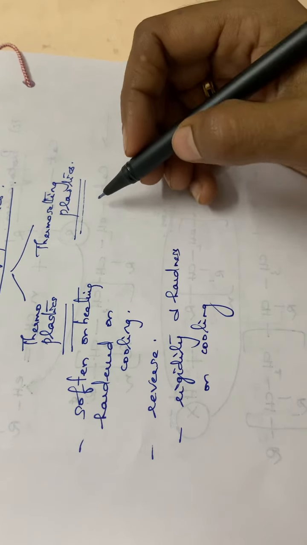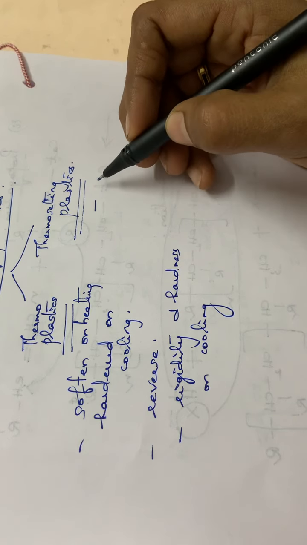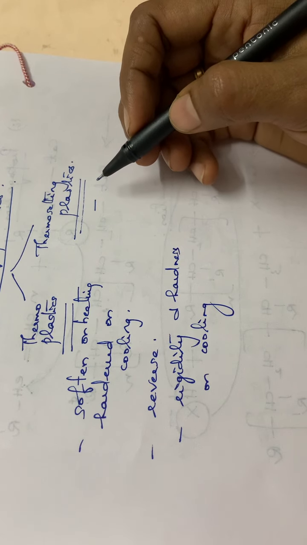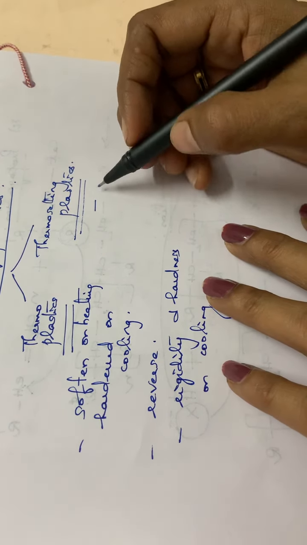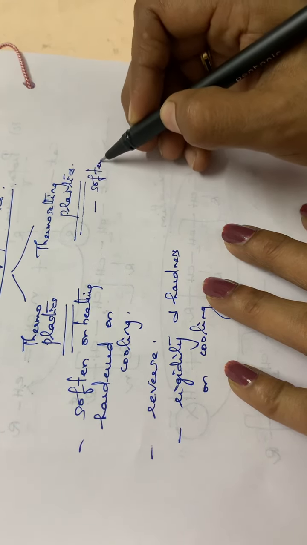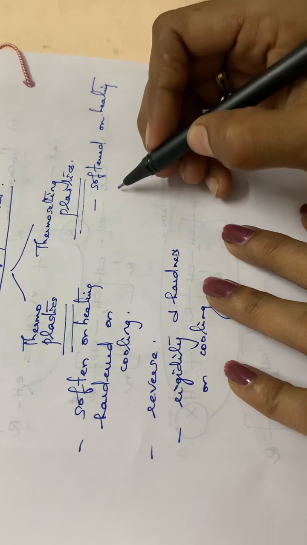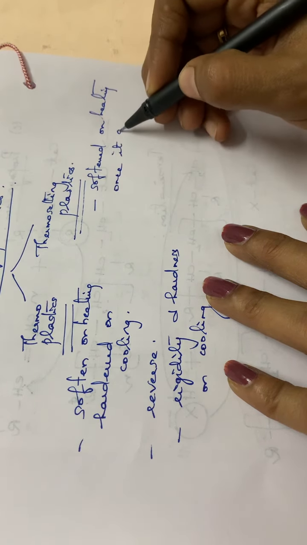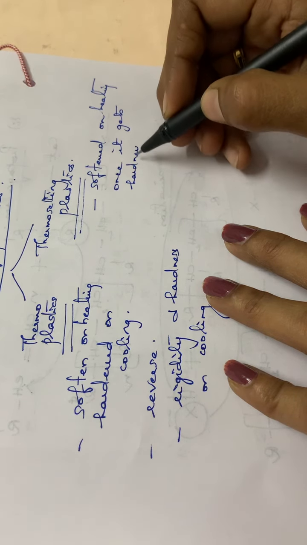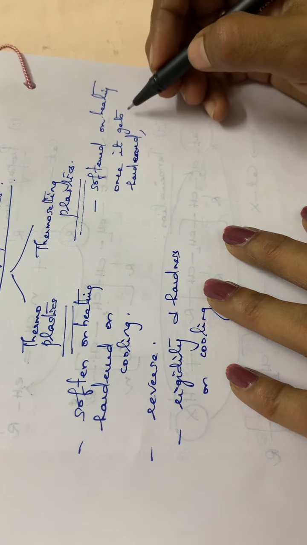Okay, but in the case of thermosetting plastics, it is just the reverse. During the molding process, on heating it gets softened, but once it gets hardened, on cooling, it cannot be softened again.